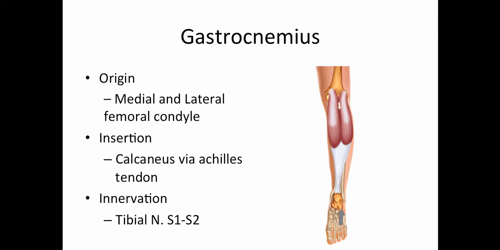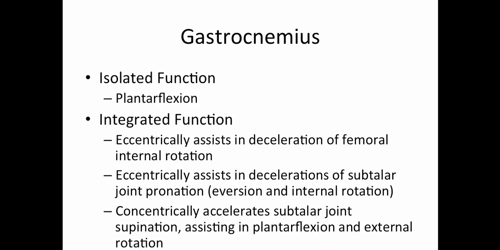The gastrocnemius originates in the medial and lateral femoral condyle and inserts on the calcaneus via the Achilles tendon. The isolated function of the gastrocnemius is plantar flexion. The integrated function is that it eccentrically assists in deceleration of femoral internal rotation. It eccentrically assists in decelerations of subtalar joint pronation, or eversion and internal rotation, and it concentrically accelerates subtalar joint supination, assisting in plantar flexion and external rotation.